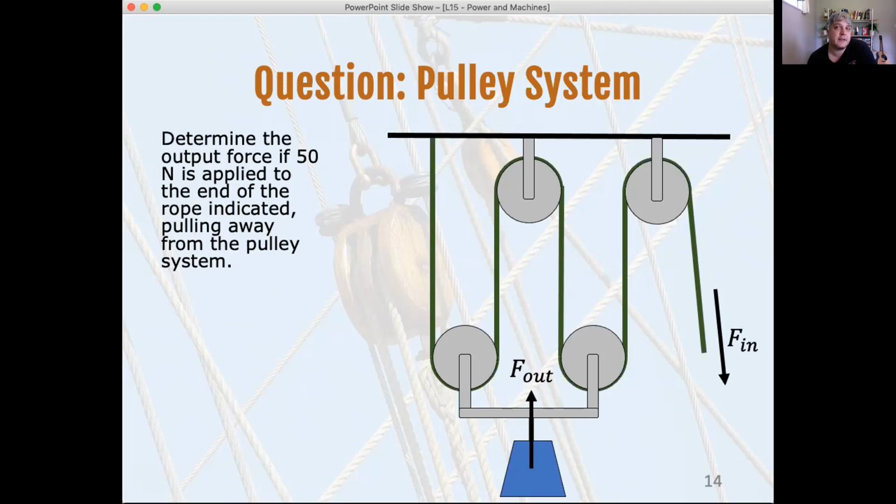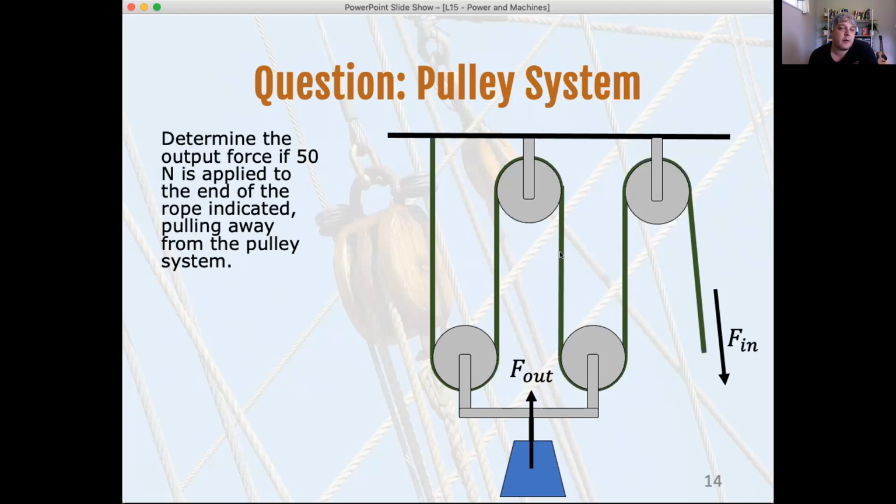Figure out that change in distance. You have to figure out how much the object will actually go up for every unit of distance that you pull the end of the rope down. As we saw with the single pulley, the one we just saw where the pulley was attached to the object, when you pulled the rope by 1 meter, the object went up by only 1/2 meter. So how far will this object go up if you pull this rope down by 1 meter?